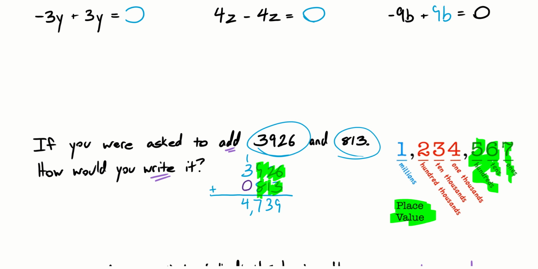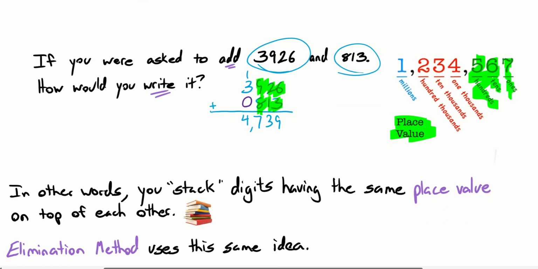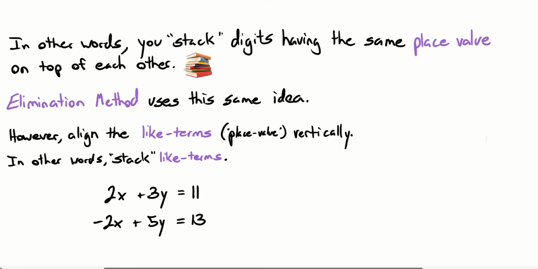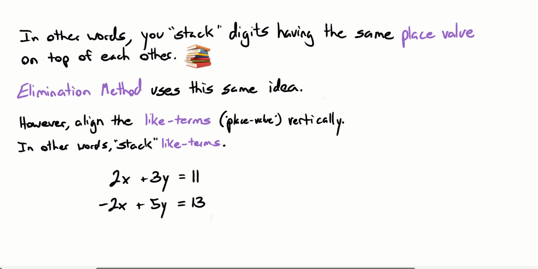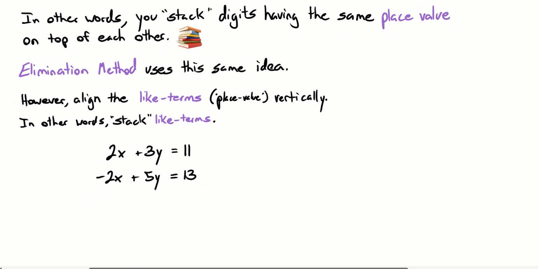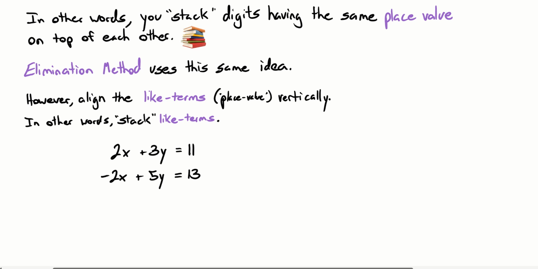All right, why are we reviewing that, Mr. Ripes? That's from long ago. It's because this is what we use for the elimination method. You stack digits having the same place value on top of each other, as we just did. Elimination method uses the very same idea. However, we're not going to align place values. We're going to align like terms on top of each other vertically. That's right. In other words, stack the like terms.